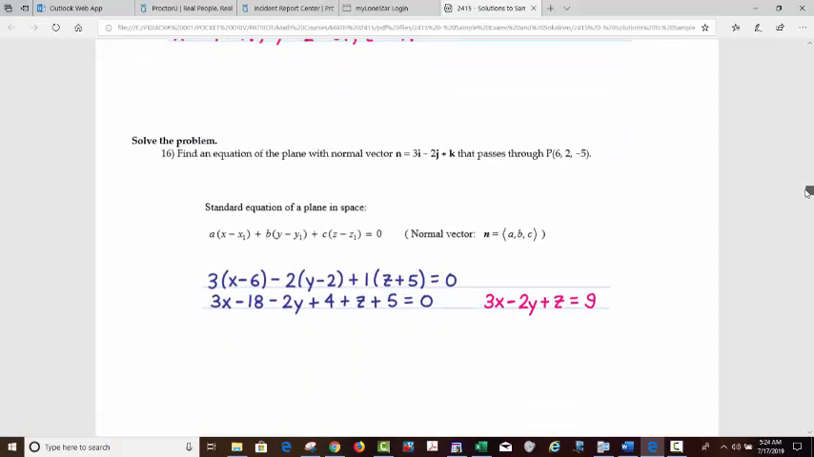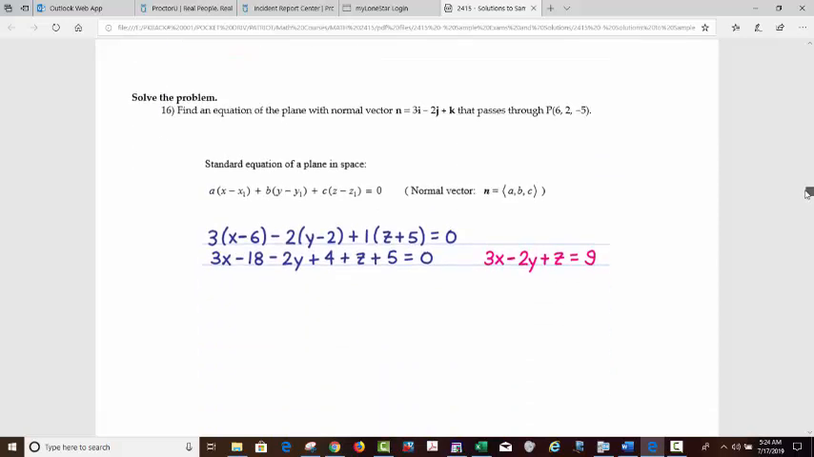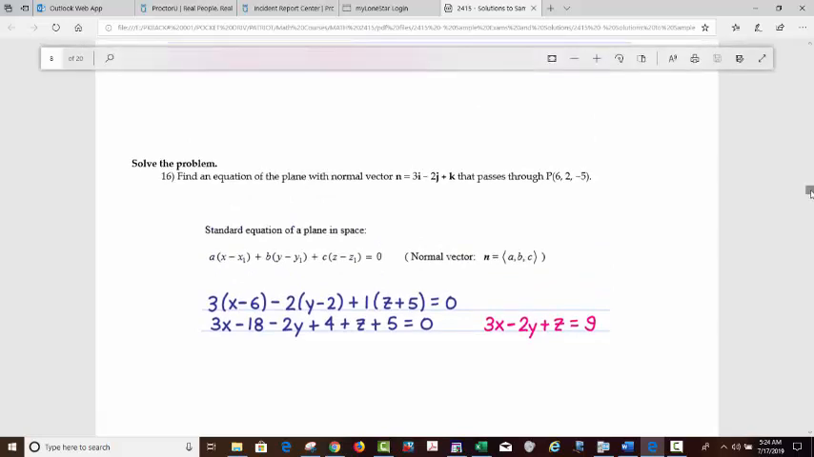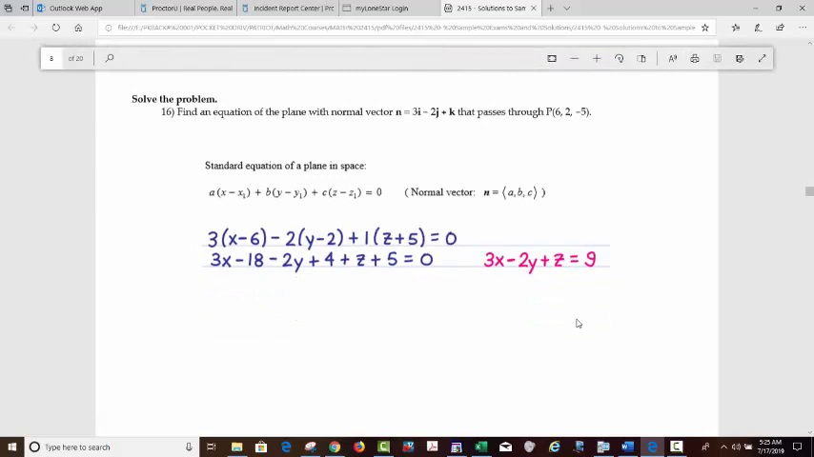And let's see, number 16. Find an equation of the plane with a normal vector that passes through a point. All right, that's pretty easy, because it's giving you the normal vector and it's giving you the point. If you have the normal vector and a point, you're good to go. And there's the equation of the plane.